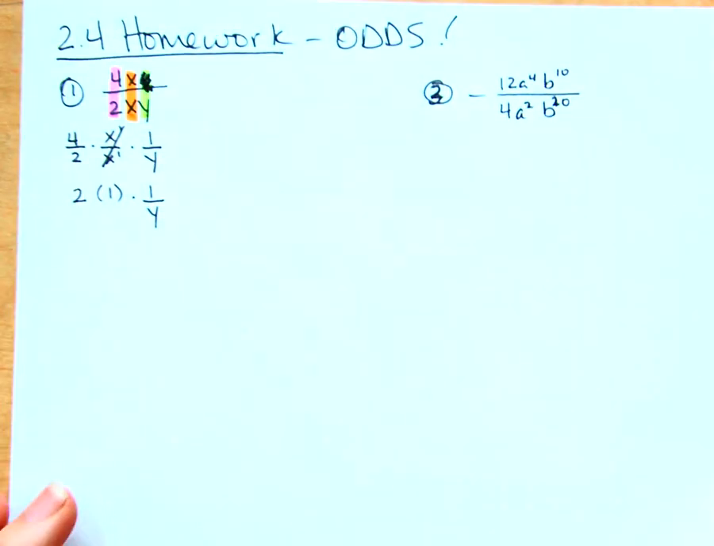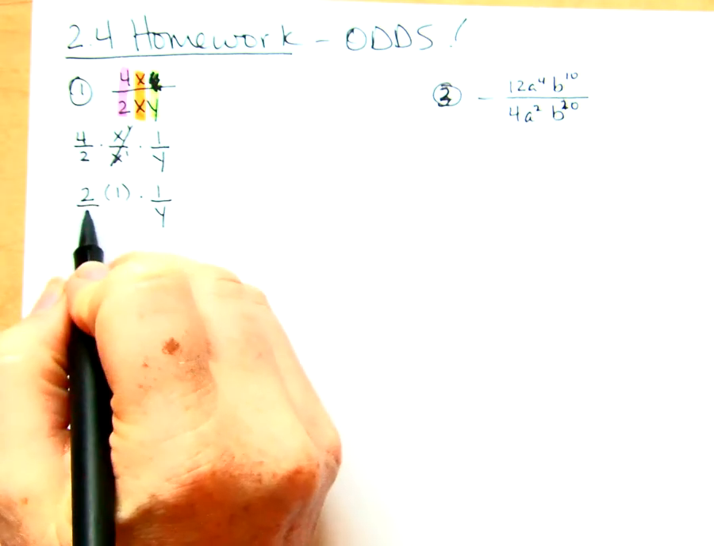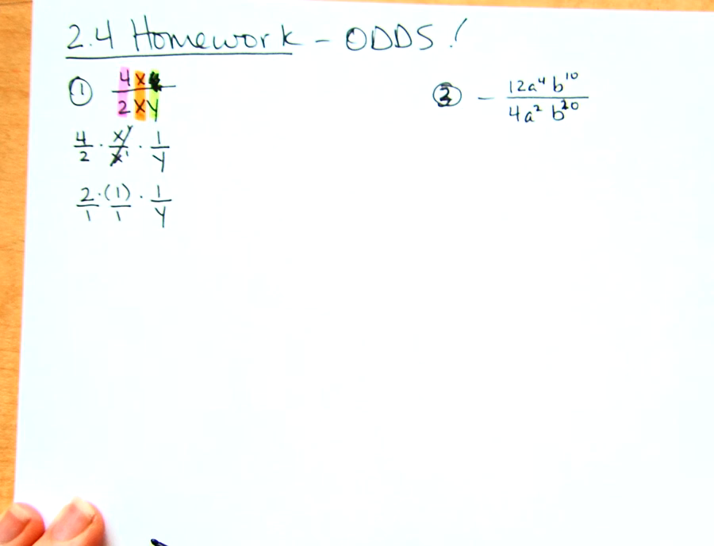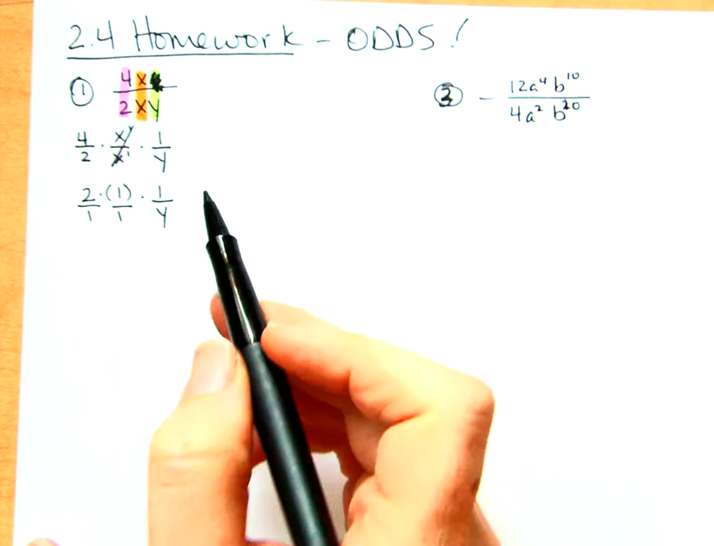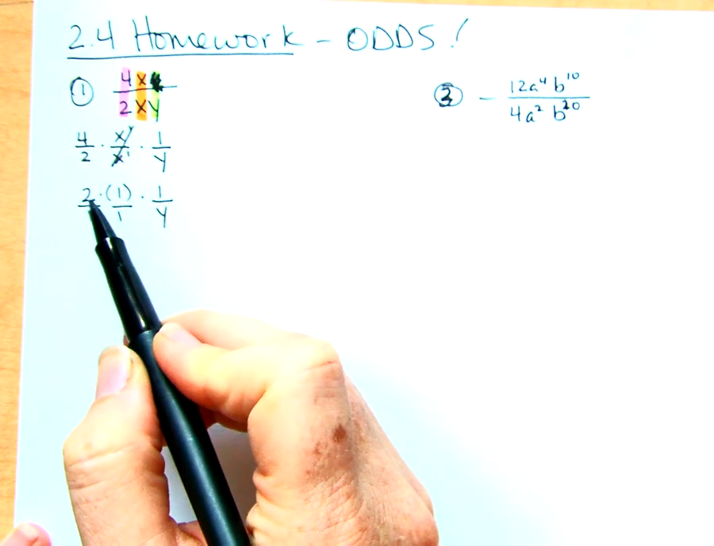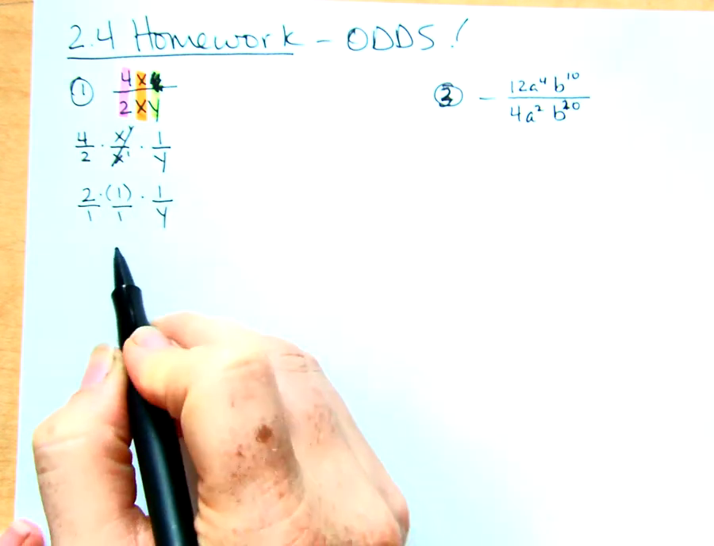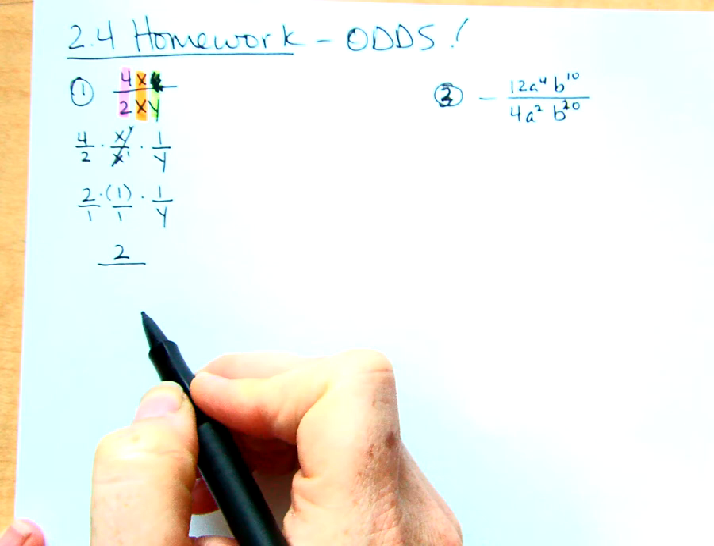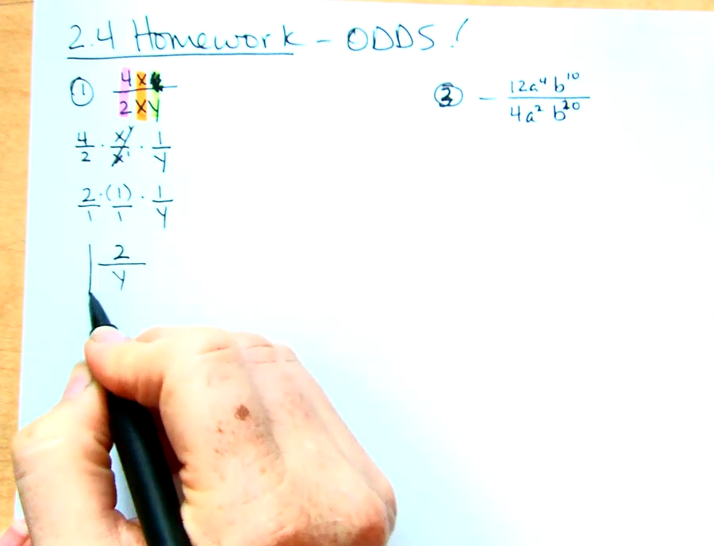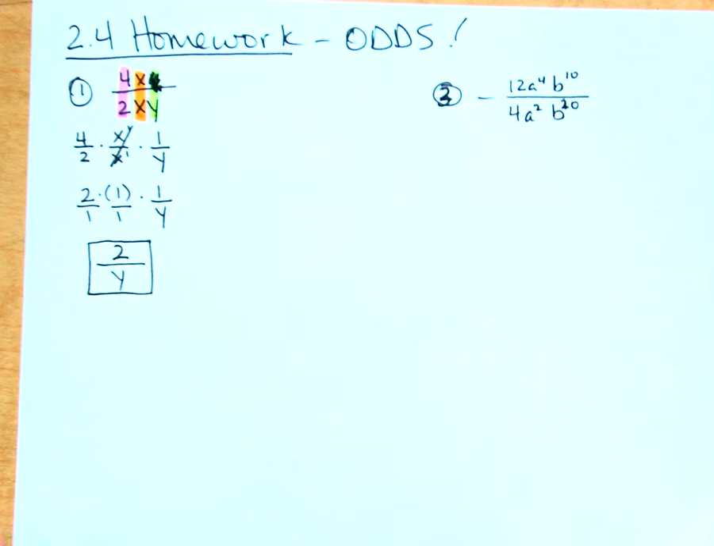And remember, we can think about all of this as a fraction. So 4 over 2 we could think about as 2 over 1, and 1 we could think about as over 1. Doing it like this allows me to figure out what's in my numerator and what's in my denominator. So my numerator is going to be 2 times 1, which is just 2, and my denominator is going to be 1 times y, which is just y. So a straightforward question of dividing a monomial divided by a monomial.